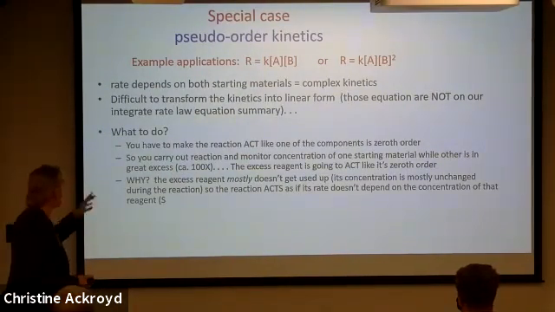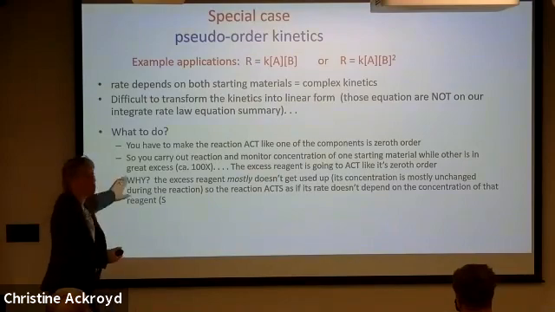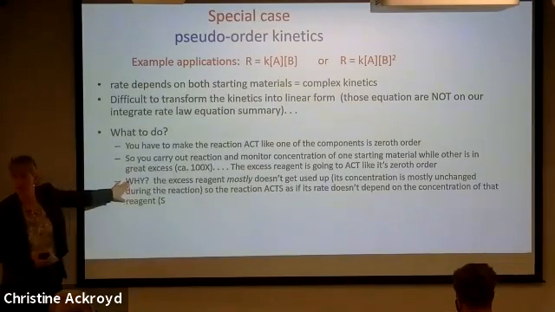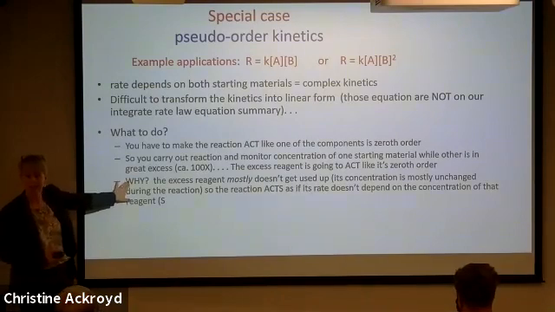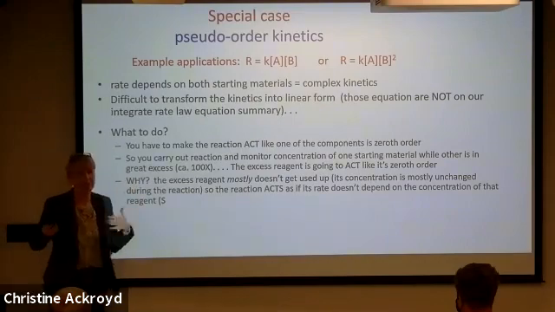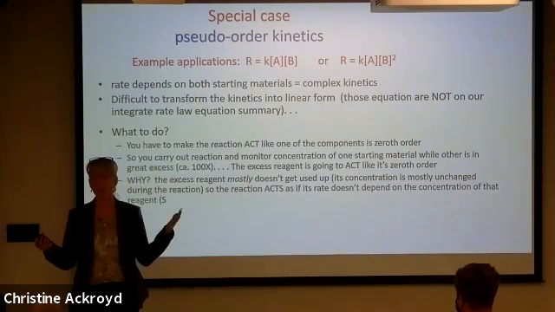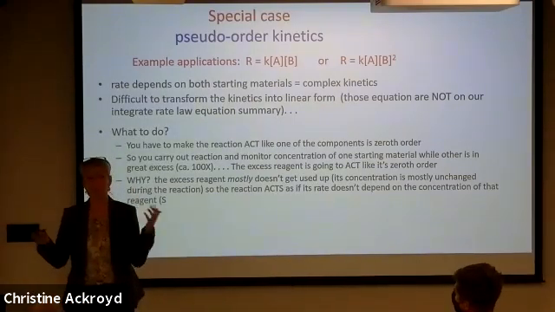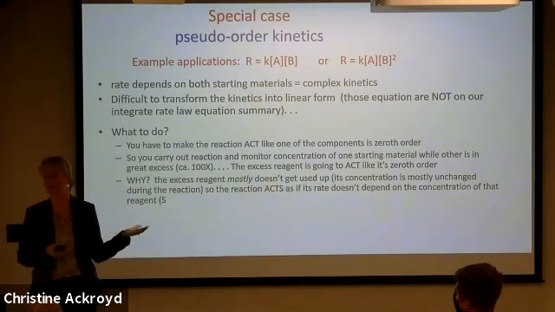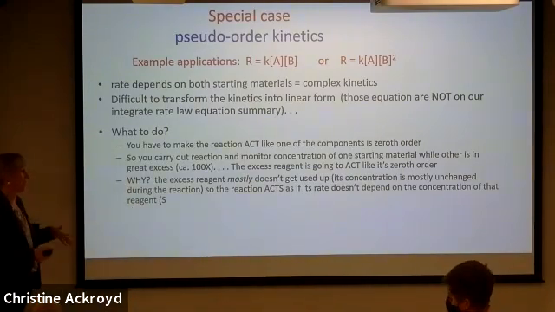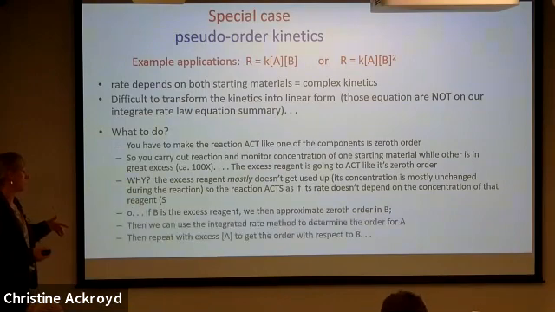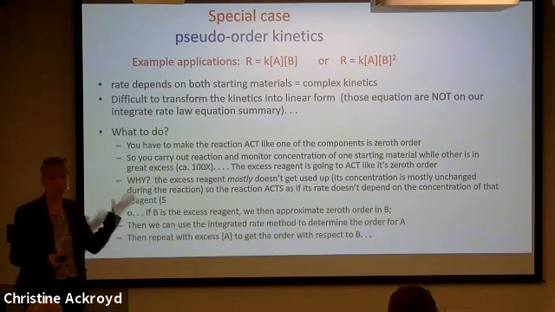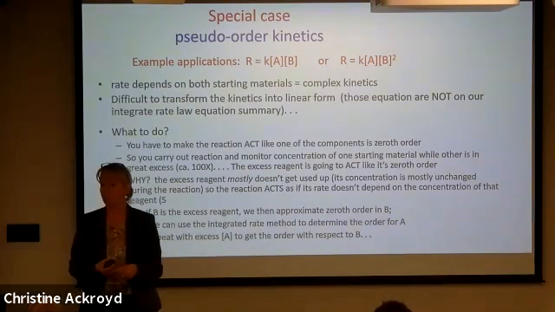Okay. So because the excess reagent mostly doesn't get used up as the reaction progresses, the reaction acts like that excess reagent mostly doesn't influence the rate at all. And within the scatter in the data, we can't tell the difference between mostly doesn't affect the rate and all the way doesn't affect the rate. So we get to pretend that it's 0th order. Okay, and then we get to use the integrated rate equations.